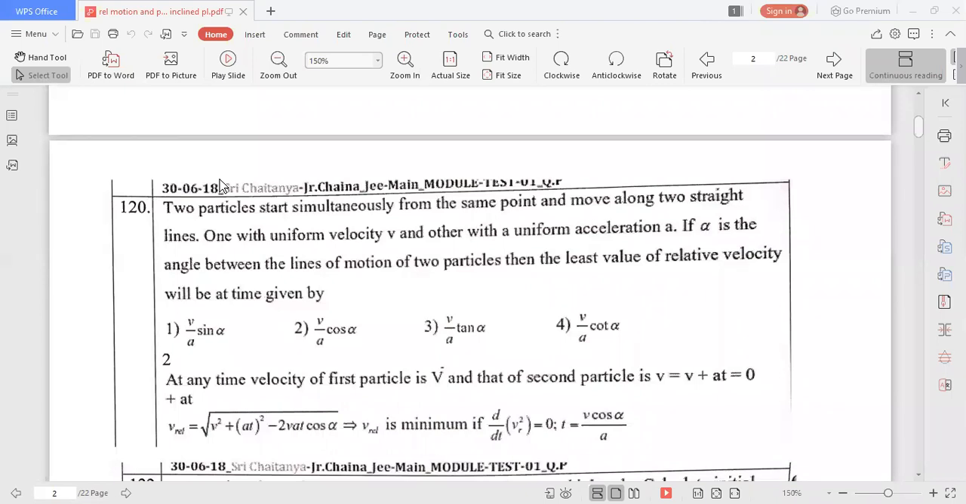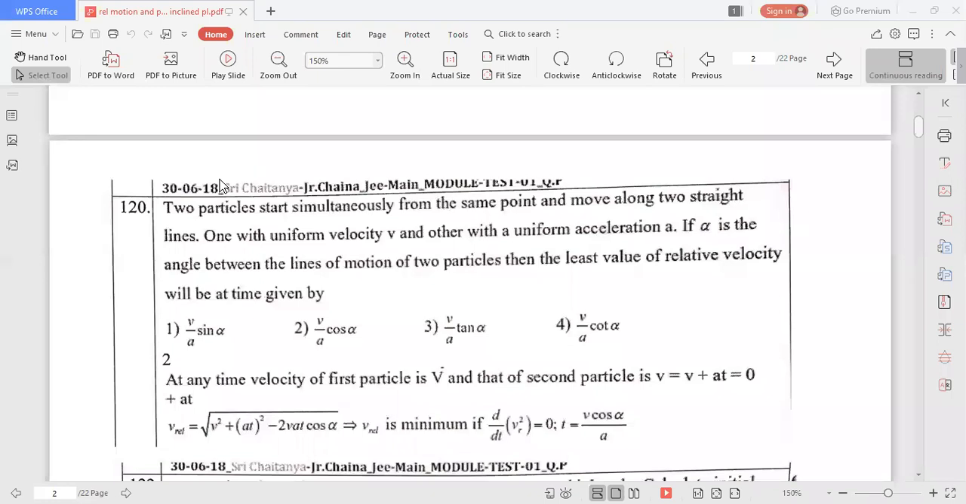Therefore, for V relative minimum, dV relative by dt is equal to 0, or d of V relative square by dt is also equal to 0, because that minimum relative velocity is fixed, that means it is a constant. Even if you differentiate V relative or V relative square, as it is constant, you will get 0 only. That's why you differentiate this one: d by dt of V relative square is equal to d by dt of V square plus A square T square minus 2 V A T cos alpha. Now you differentiate them.